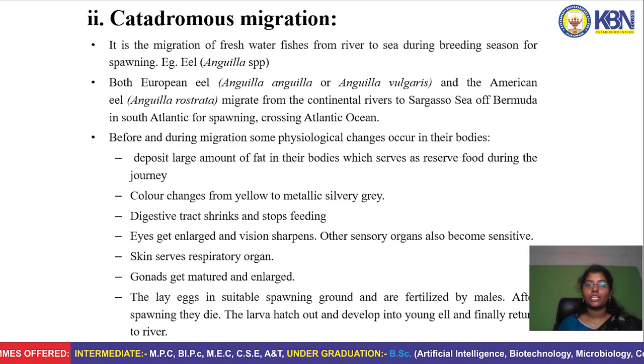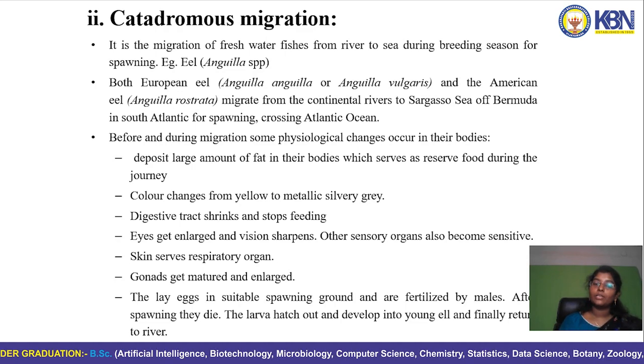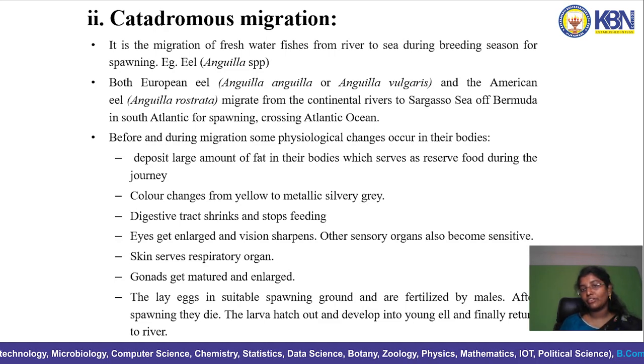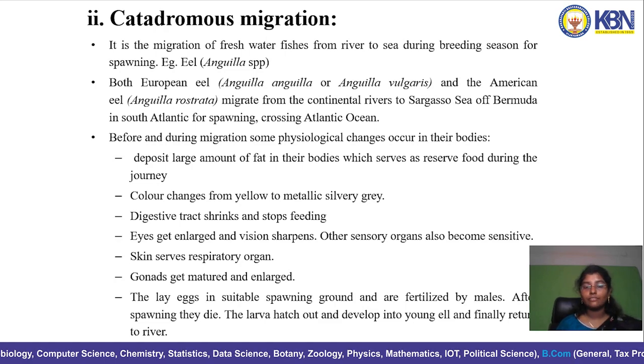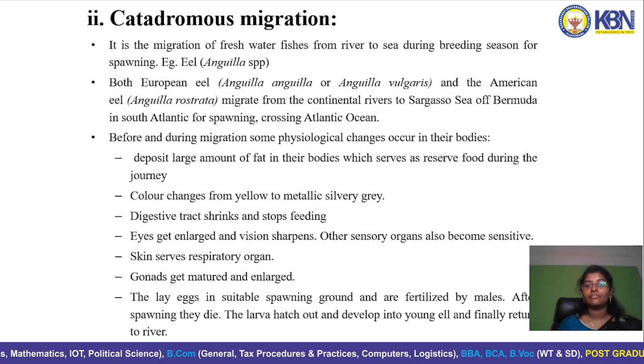Next, catadromous migration. It is the migration of freshwater fishes from river to sea. As we observed, in anadromous migration the fishes migrate from the seawater to the freshwater. But in catadromous migration, freshwater fishes migrate from river to the sea during the breeding season for spawning. Example, eel. Both European eel and American eel migrate from the continental rivers to the Sargasso Sea of Bermuda in the South Atlantic for spawning, crossing the Atlantic Ocean.